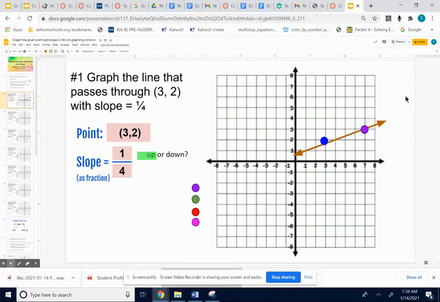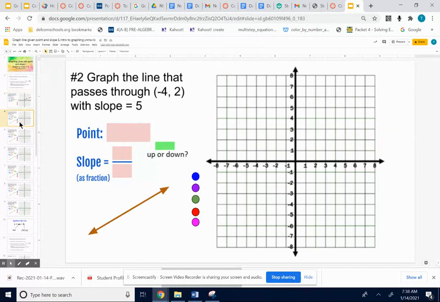Okay, let's do another 1 or 2. These videos can only be 10 minutes, so it kind of depends on how long these take. Let's do another one together. Problem 2. Graph the line that passes through point -4, 2. I'm going to type that in. With slope 5. I'm going to type that in.